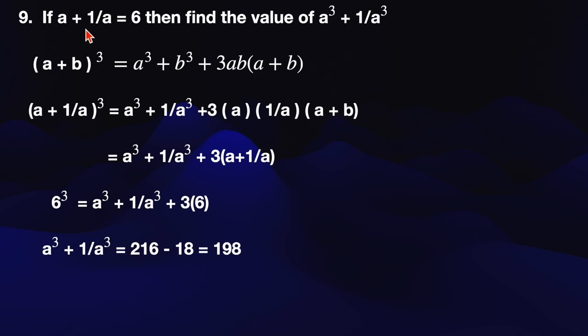9. If a plus 1 upon a is equal to 6, then find the value of a cube plus 1 upon a cube. So this is the general formula. Write A as A and B as 1 upon A. Write it down, simplify it, you get like this. So now substitute this value as 6. Solve it, you'll get the answer.